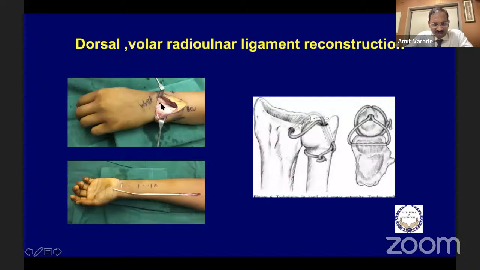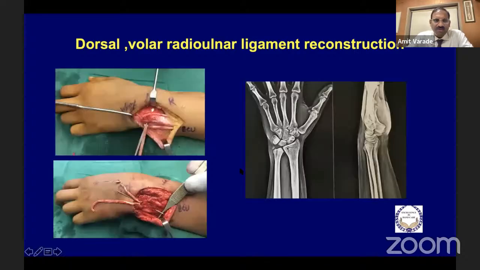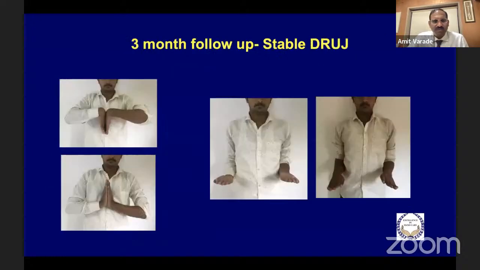distal radius on the sigmoid notch side. So this is how we do this, and I'll show in the next slide. After passing the palmaris longus, reconstructing the dorsal and volar ligament, both the ends of the palmaris longus come out on the ulnar side, and here we have passed both the tendon ends through this tunnel made in the ulna. So basically it is a reconstruction of the dorsal and volar ligament and inserting it in the fovea. So the idea is to make the DRUJ stable.